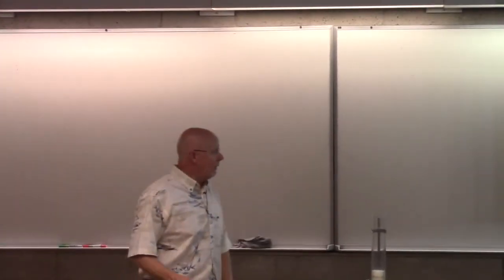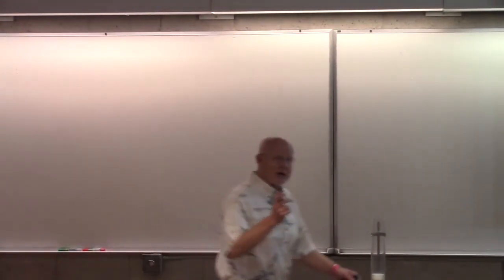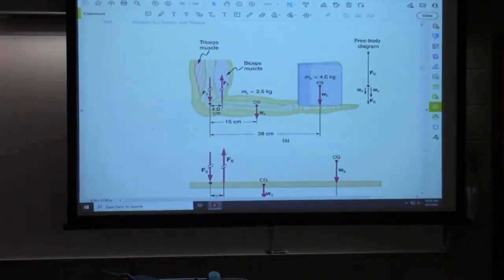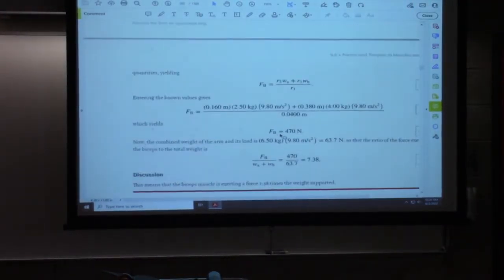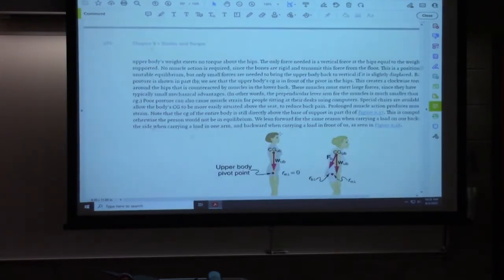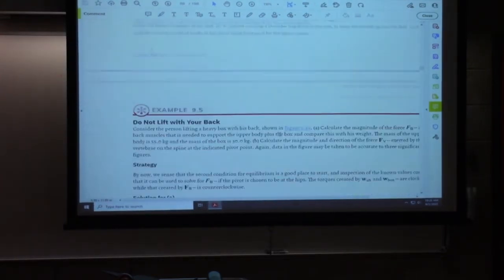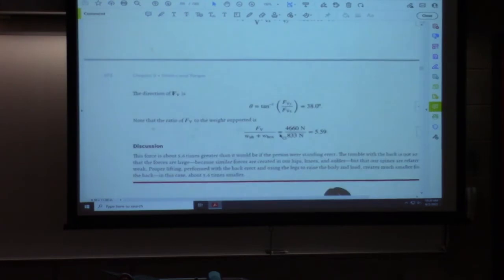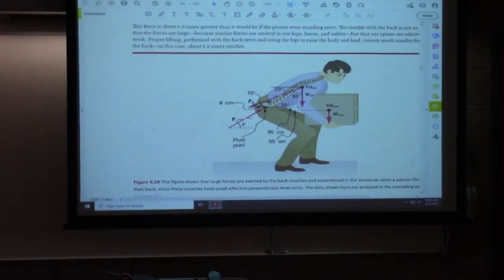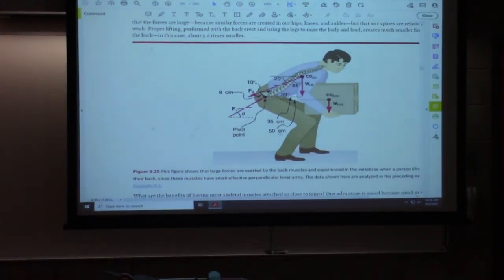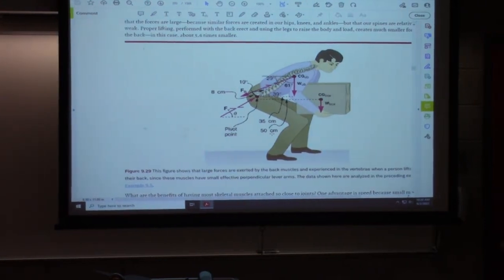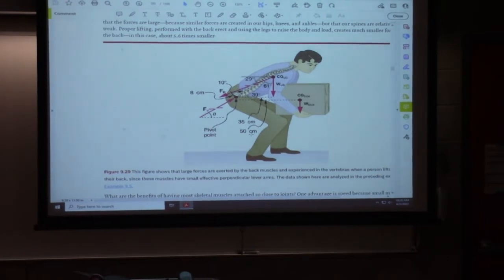All right, well, if that one wasn't exciting enough for you, let's try another one, because I think the even more interesting one is another one your author lists, and that is, what about the back? And so he gives a picture of this individual who is potentially gonna really hurt their back.